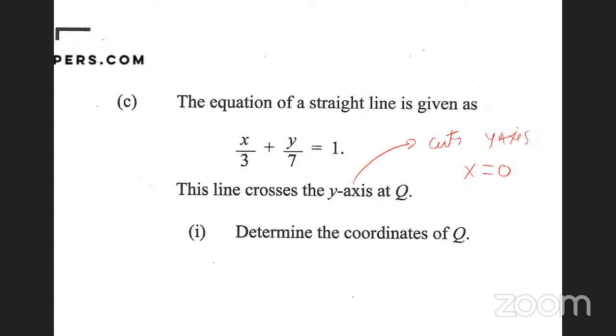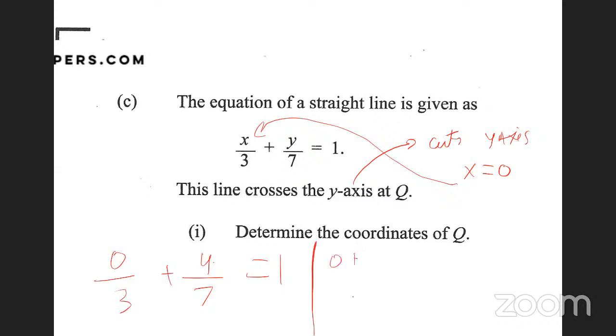Yeah, that's all. Substitute, right? Substitute x is 0 right here. So you'll get 0 over 3 plus y over 7 is 1. By putting x as 0, you can solve for y. How much is that? So 0 over 3 is 0. So that'll be 0 plus y over 7 is 1. Multiply by 7, you'll get y is 7.